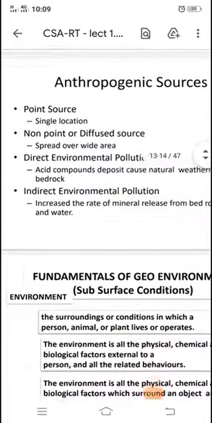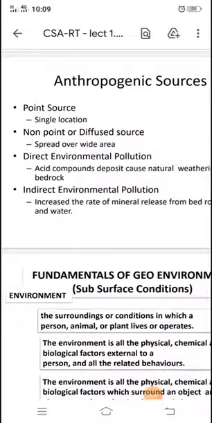Now we will continue with the anthropogenic sources. I think you are well aware of what anthropogenic sources means and how they can exist in the system, what's their behavior, how they differentiate, there are different kinds. So point source and non-point source. So can you differentiate between these two kinds of sources?